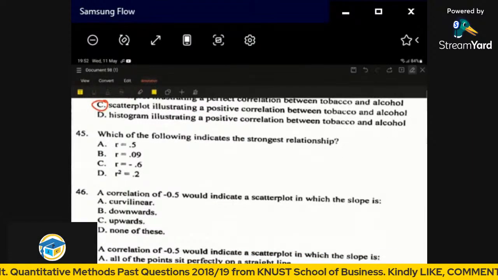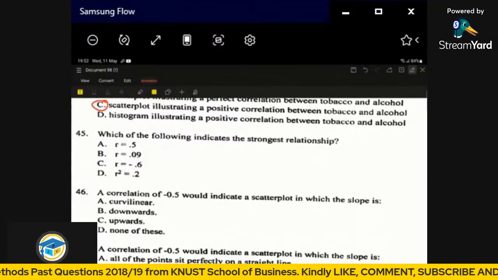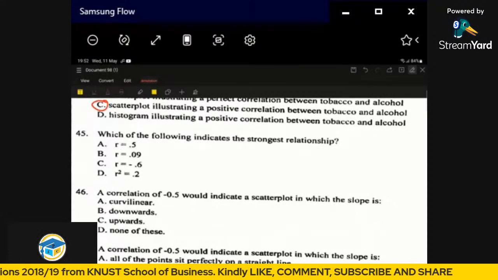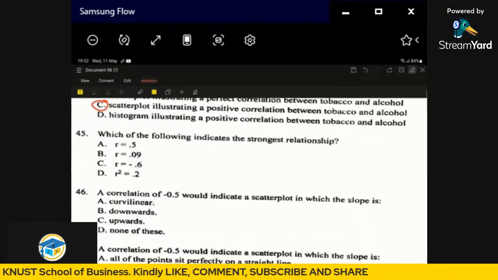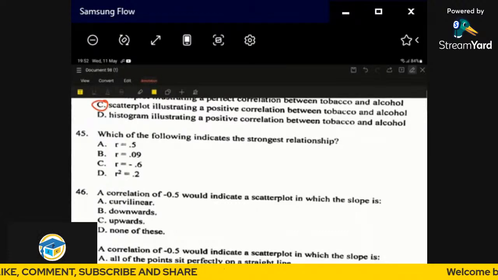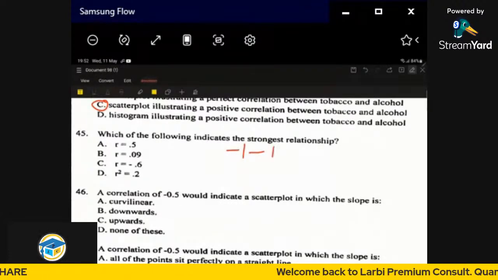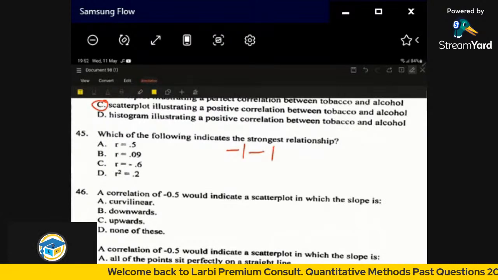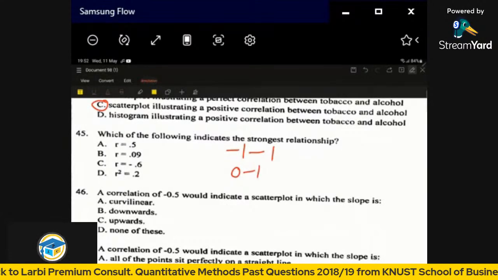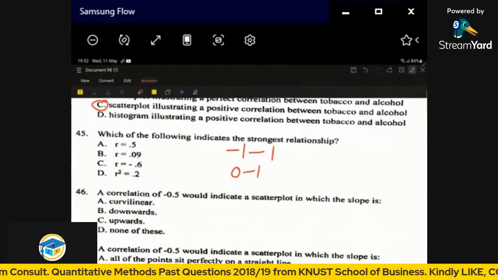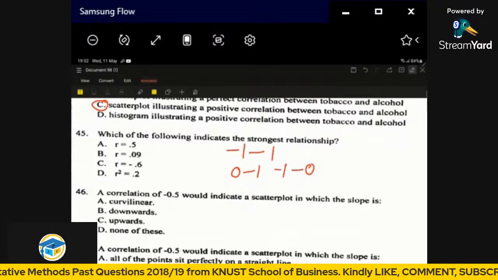Question 45: which of the following indicates the strongest relationship? When it comes to the strength of a correlation between two variables, it ranges from -1 to positive 1. So for a correlation to be positive, it should be from 0 to 1. If it is negative, it should be from 0 to -1. Is that okay?